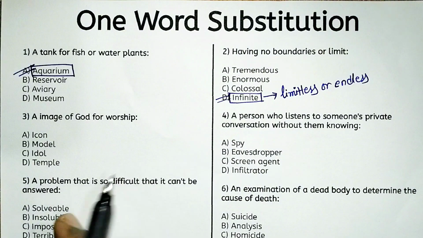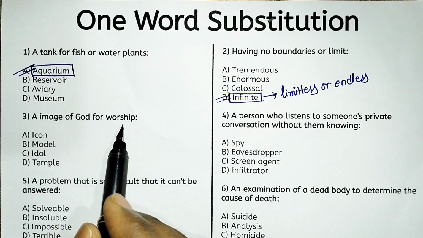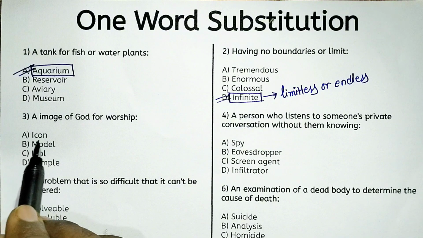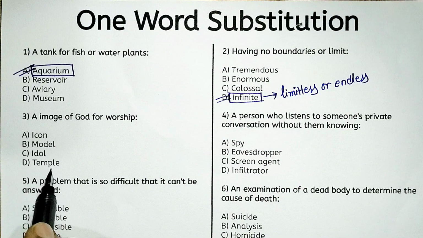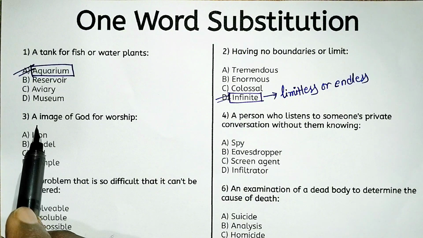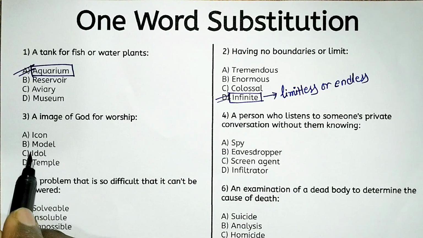Next, an image of God for worship. Look at the options. Option A, icon, option B, model, option C, idol, or option D, temple. So an image of God for worship, that is idol.